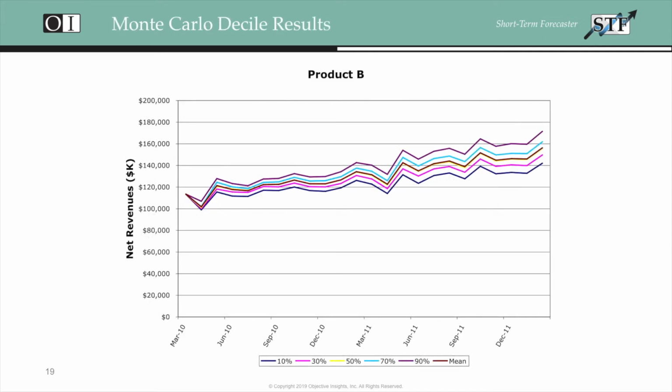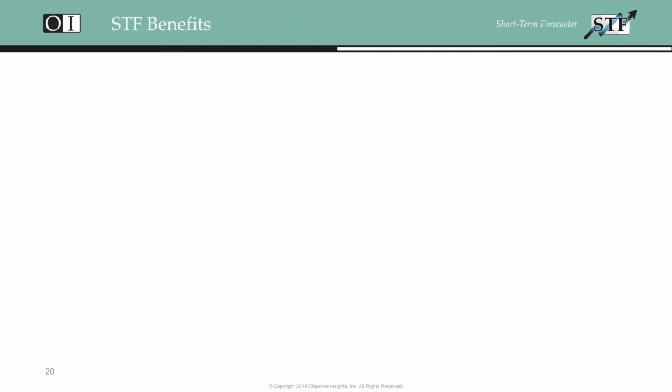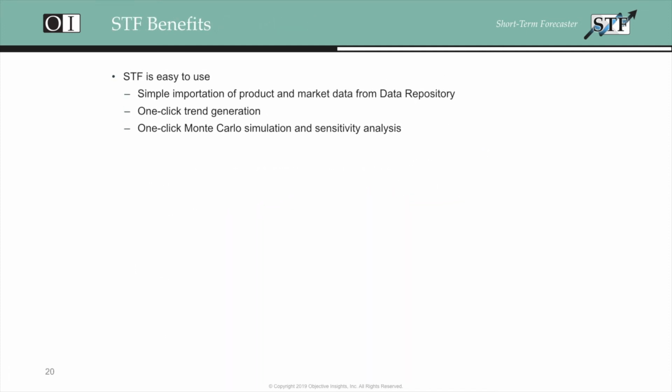But here's an example of a Monte Carlo output. And so instead of just showing one forecasting result, here we show the deciles. So we have the lower line, which is the 10% decile, and the higher one, the 90%. In between, we have the 30, 50, 70, and the mean. We'll talk more about that in greater detail in a later tutorial.